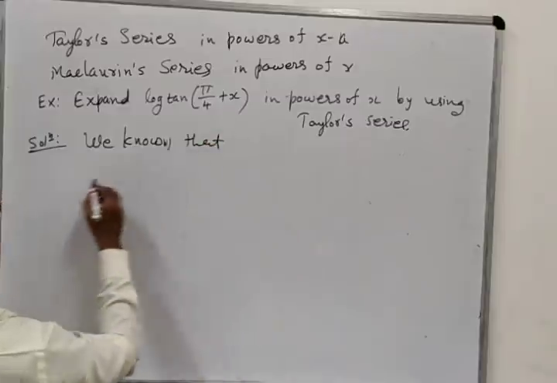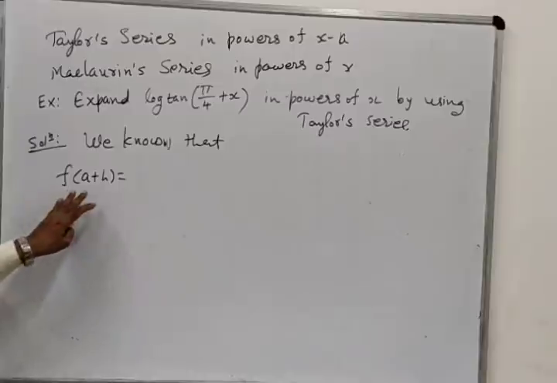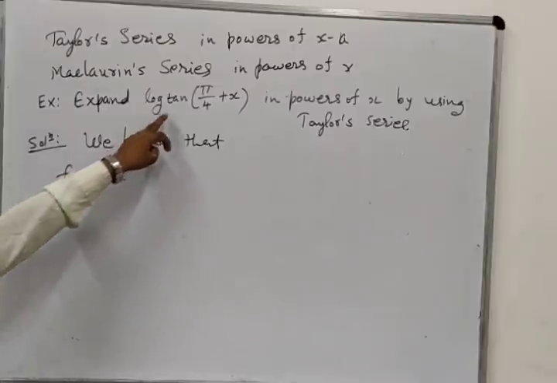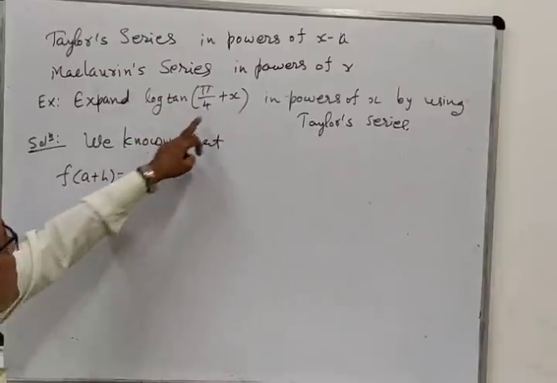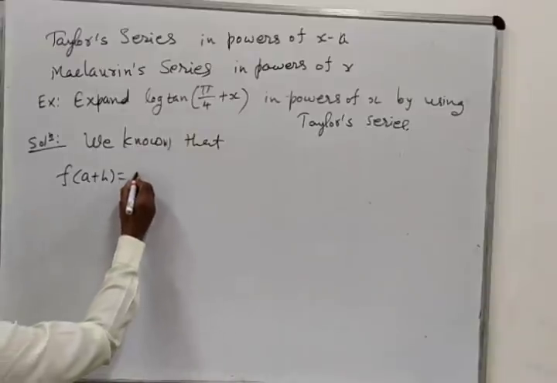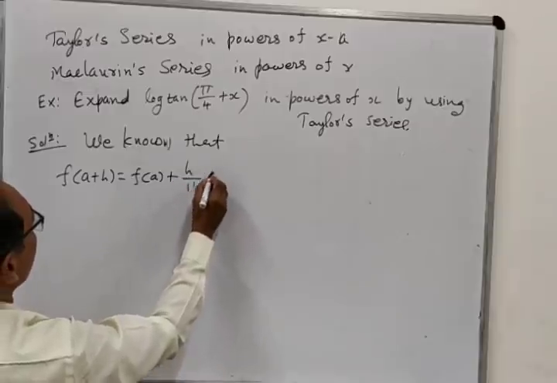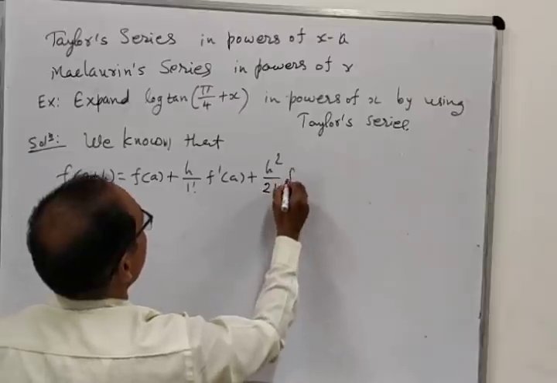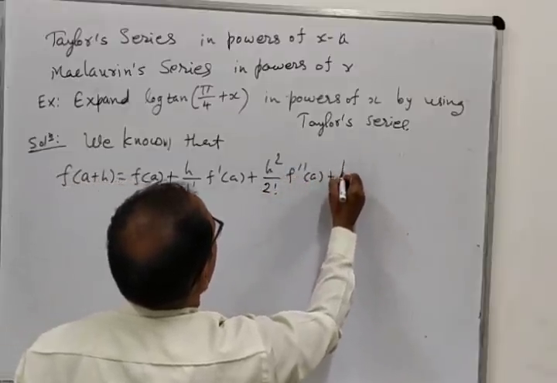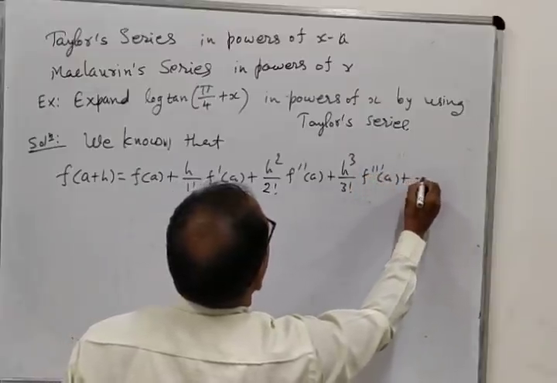of Taylor series, given as f of a plus h. The function is in the form of f of a plus h instead of f of x. And you can see that this function is given as log of tan(pi by 4 plus h). That means it is in the form of a plus h. So we will make this series. It is nothing but f of a plus h upon 1 factorial into f dash a plus h squared upon 2 factorial f double dash a plus h cubed by 3 factorial f triple dash a plus dot dot dot.